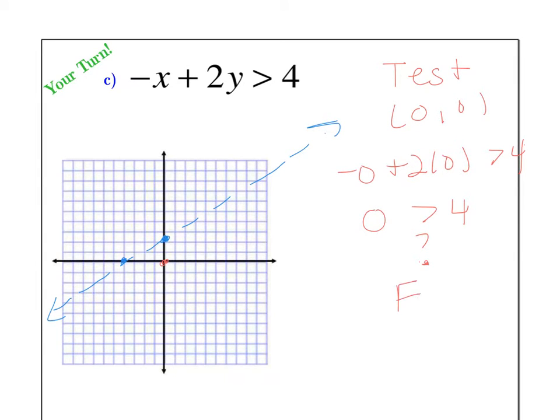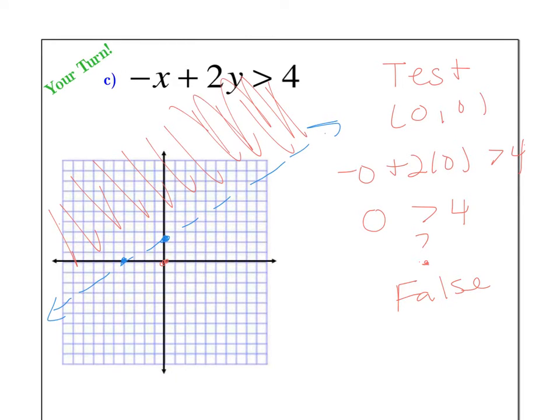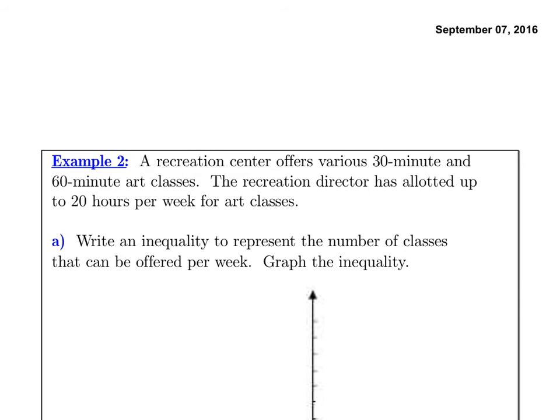And that is false. And because that's false, that means I'm going to shade on the opposite side that my dot is on. So my dot was on the side with 0, 0. I have to shade on the other side. And again, this means that if I pick any point on the shaded side and plug that ordered pair into my inequality, it will make my inequality true. I hope your line looks a lot better looking.